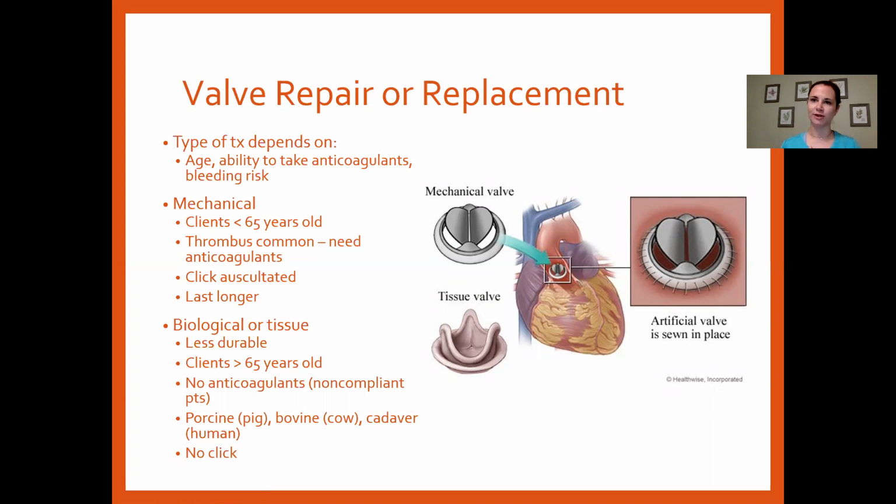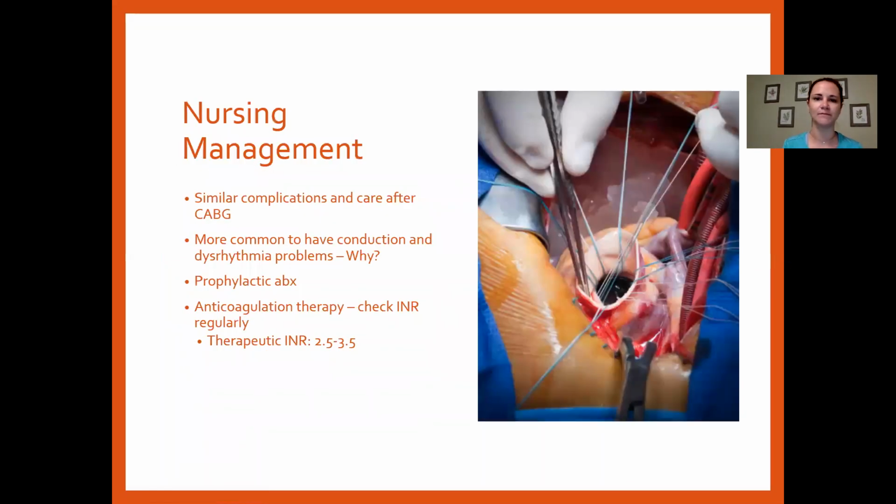The biological or tissue valves are a little bit less durable. So for clients that are greater than 65 years old and don't need as long-term use out of it as somebody who is younger, this is ideal. They don't require anticoagulants, so that's really good. And if you suspect the patient is going to be non-compliant with taking anticoagulant medication, then you may push for this option instead. And then you won't hear the click because it's going to be that softer, natural tissue within the body.